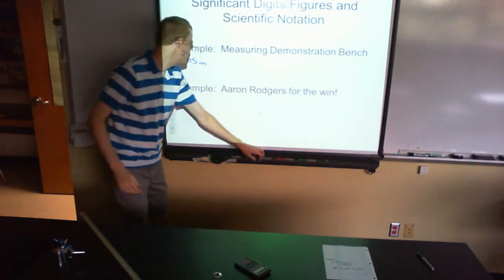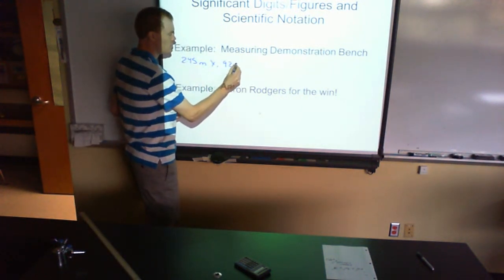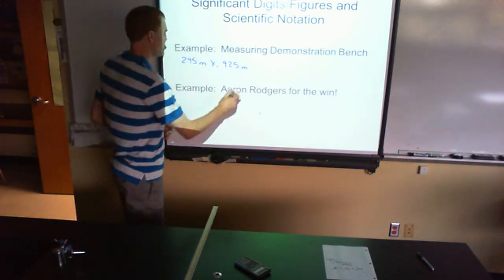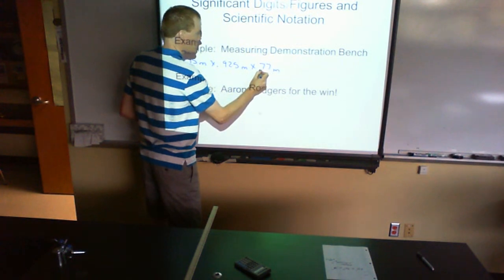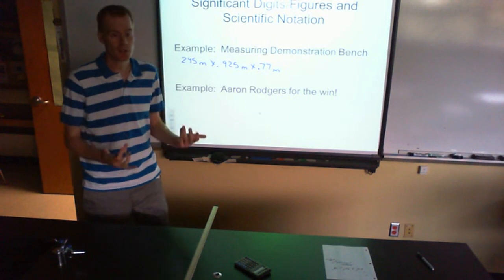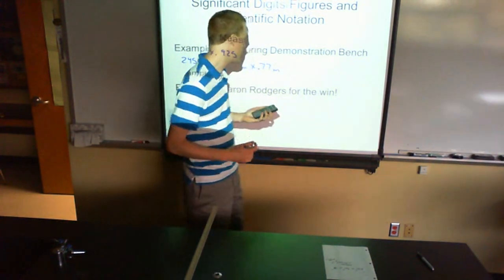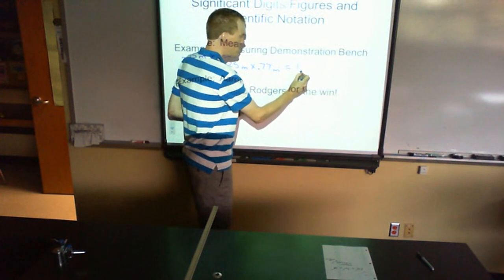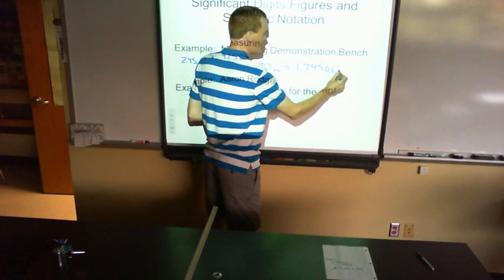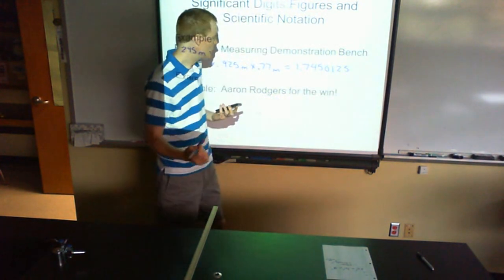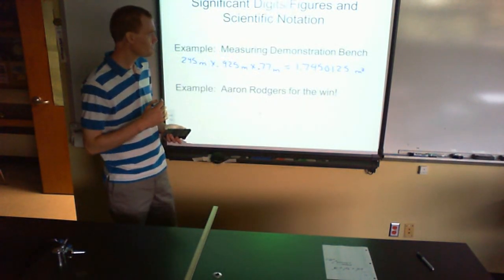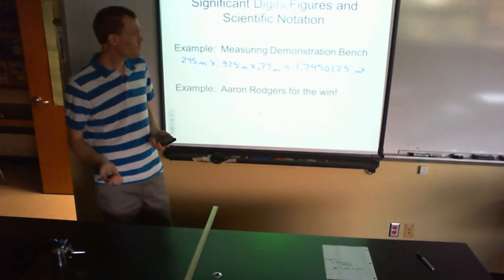0.925 meters tall. And I measure the width as 0.77 meters wide. So formula, length times width times height, I multiply them together. So I multiply them on the calculator, I have it here, and it is 1.745012.5. Okay? Unit label, meters cubed. Okay, cubic meters. That's my volume. That seems pretty accurate.